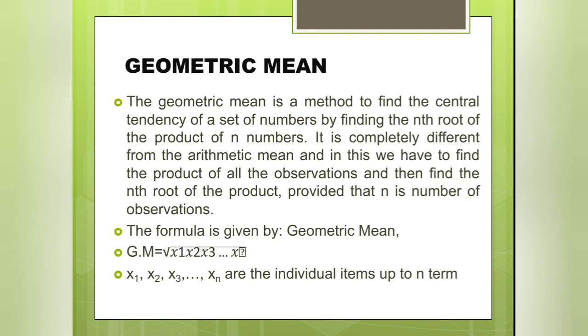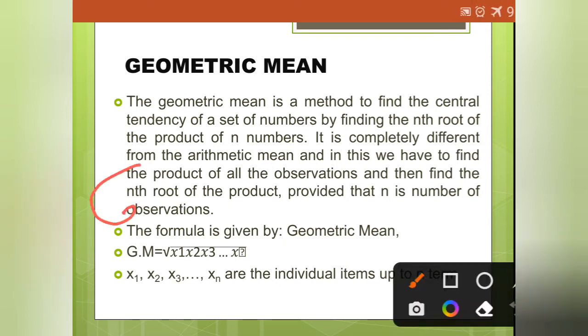So the formula for geometric mean is the nth root of the product of x1, x2, x3 up to xn. So geometric mean equals the nth root of the product of x1, x2 up to xn, where x1, x2, xn are the individual items up to n.